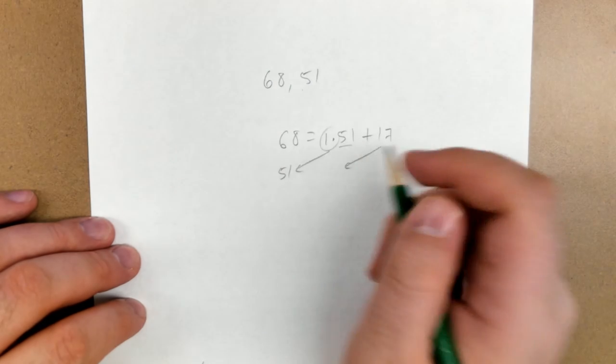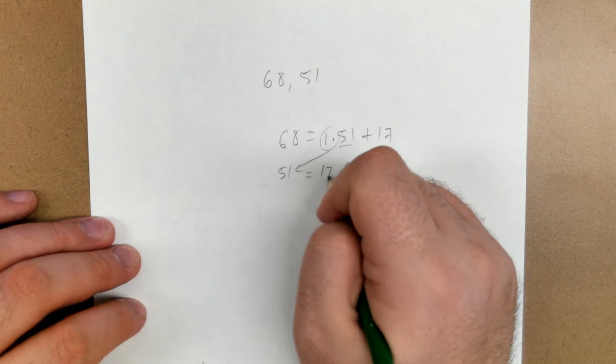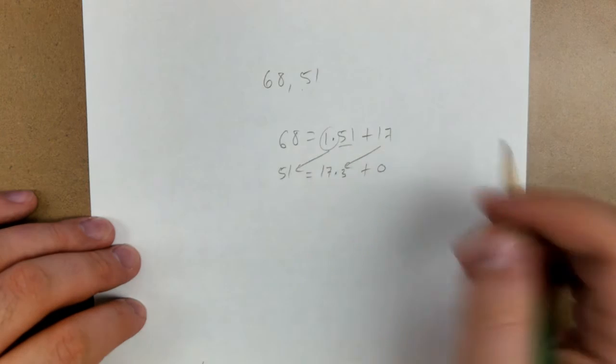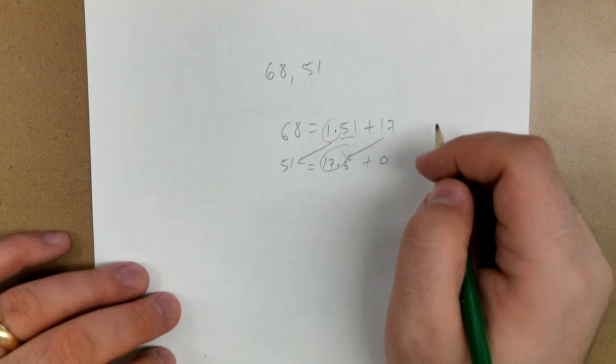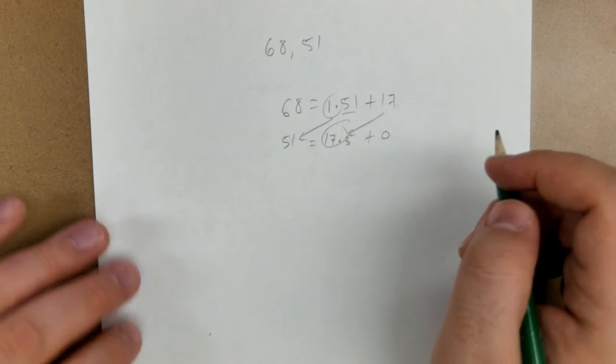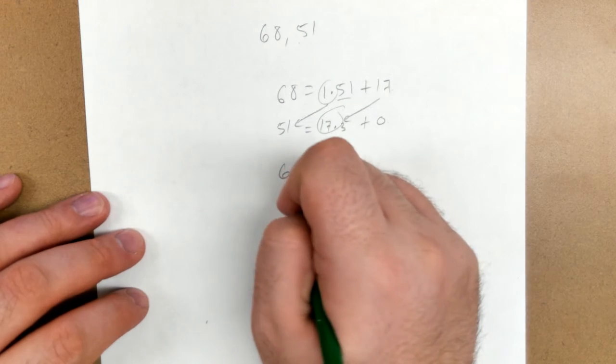So not the multiple part. That's the one you don't really care about. How many copies, you ignore that. So 17 times 3 plus 0. As soon as you get plus 0, this number that you brought over, this guy, that's the GCD. So that was pretty straightforward. 17 is it.